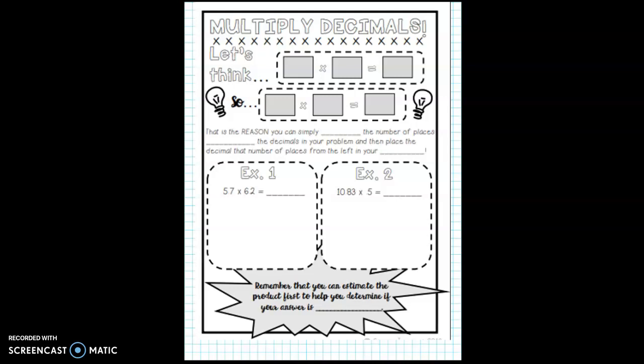Estimation can also be used when multiplying decimals. Let's think. 1/10 as a fraction times 1/10 as a fraction equals 1/100th. So 1/10 as a decimal times 1/10 as a decimal equals 1/100th also. This is the reason you can simply count the number of place values behind the decimal in your problem and then place the decimal that same number of places from the left in your decimal answer.